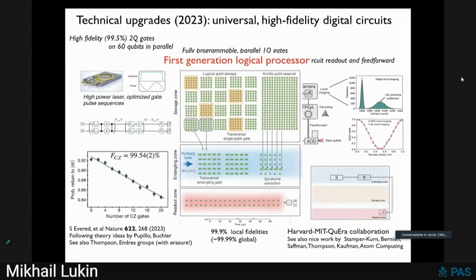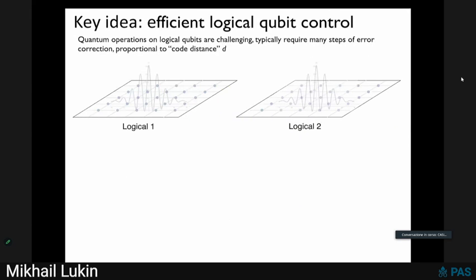And so altogether, this combined allows us to really realize what we call a first generation logical processor, where we have a storage zone, we have an entangling zone, and we have a readout zone, and you will see now how this approach works. So the key component of that is efficient logical qubit control.